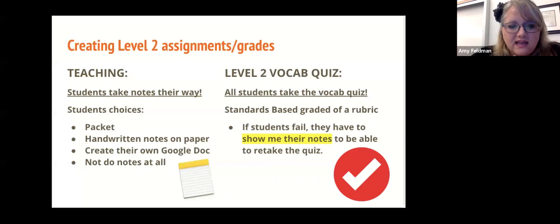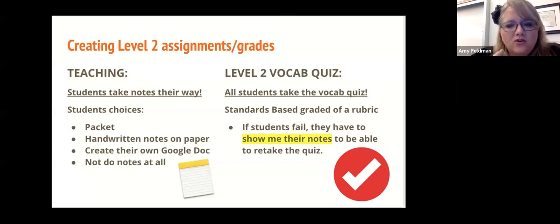But here's the catch about notes. And it could be any kind of notes that you give your students. Once they take that level 2 vocab quiz, which remember, it's just, what is this definition? How do I identify it? Okay. All students take the vocab quiz. The standards-based grading of a rubric. If students fail, they have to show me their notes to retake the quiz.